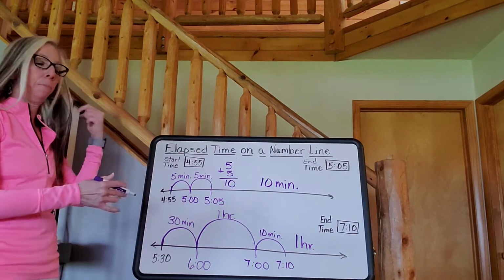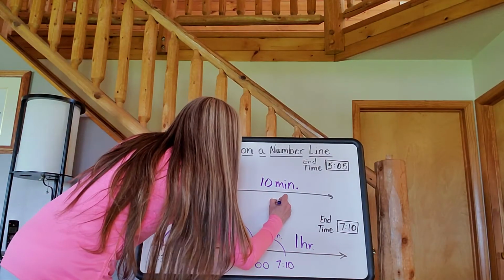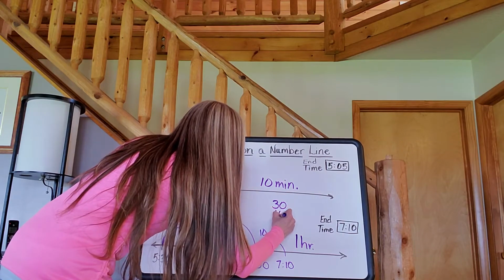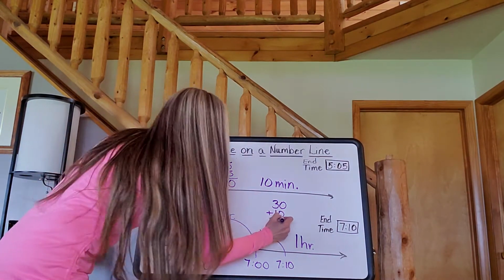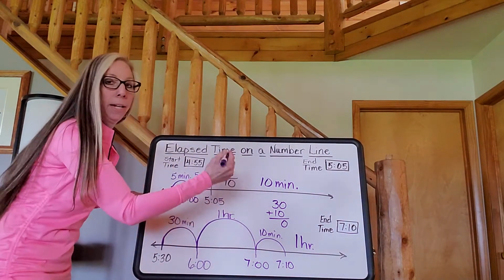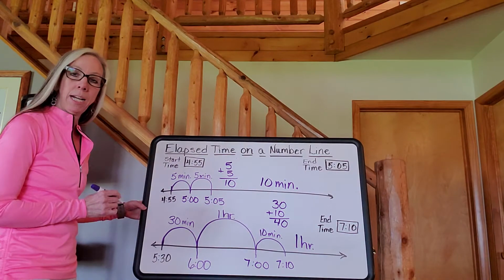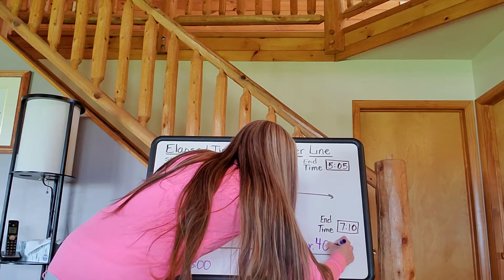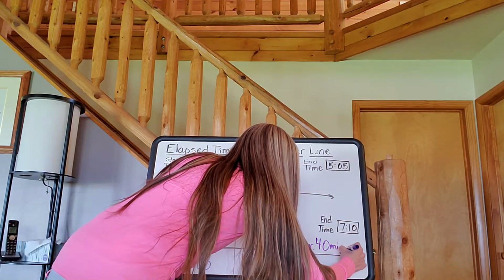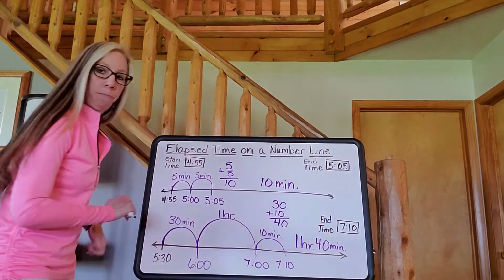And now we have to add our minutes. We have a 30-minute hop and a 10-minute hop. So let's write it up here. If you can't do it in your head, that's just fine. 0 plus 0 is 0. 3 plus 1 is 4. So 30 plus 10 is 40. So we took 1 hour and 40 minutes to get from 5:30 to 7:10.